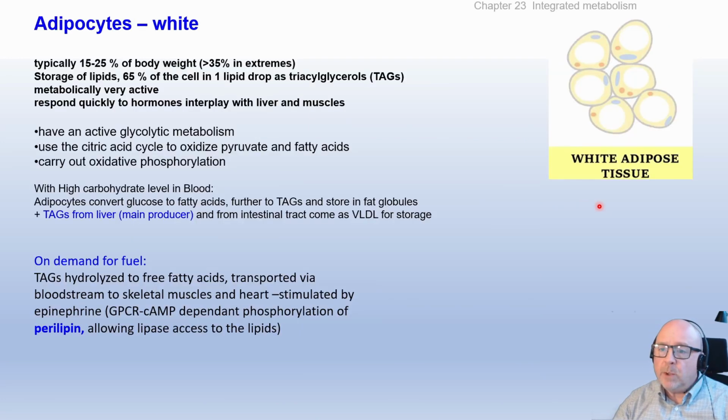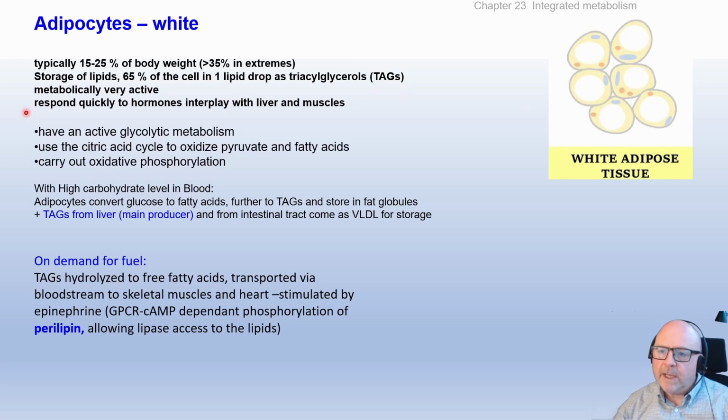The white adipose tissues, they are the major lipid store in the body, typically 15 to 20% of body weight, or up to 35% in the extreme cases of obesity, are due to white adipose tissue. When it comes to the storage of lipids, about 65% of the cell is taken up by one large lipid droplet, compared to the brown adipose tissue where we had several small. Here we have just one large store, and they are stored as triacylglycerols.